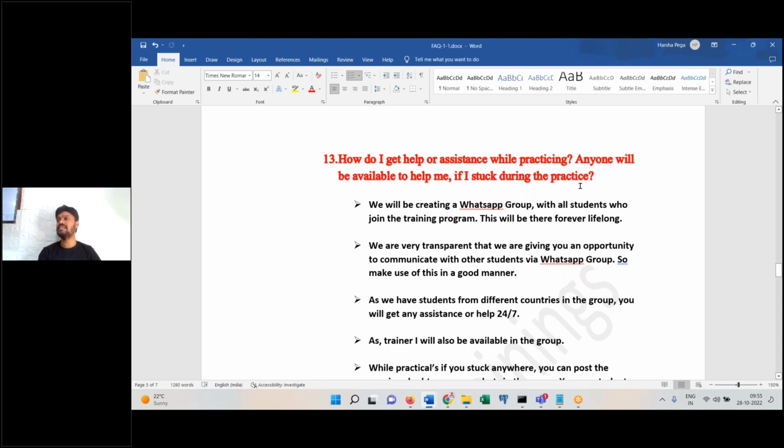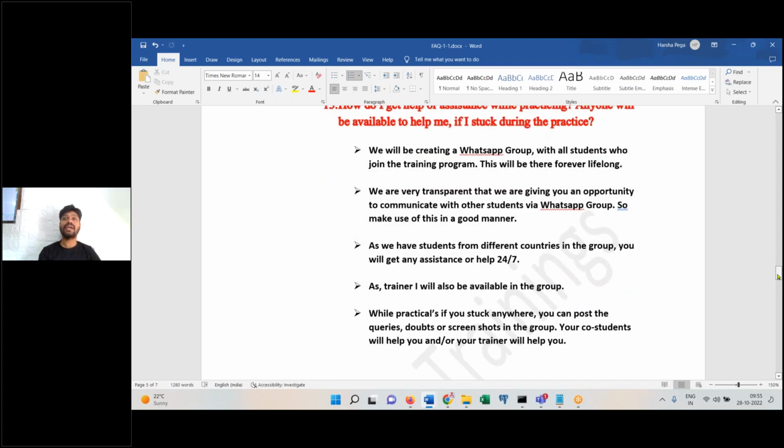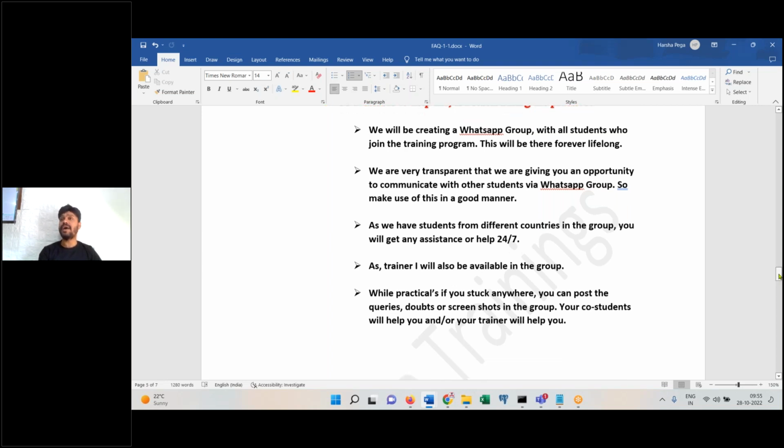How do you get the help or assistance during the practice? We have a team of 5 resources who are having Pega knowledge. We all together will help you. Don't worry about it. Through WhatsApp group. I'll be creating a WhatsApp group for all the joining students after you enroll and after you make the fees payment. And in the group discussions will go on. You can reach out to me.